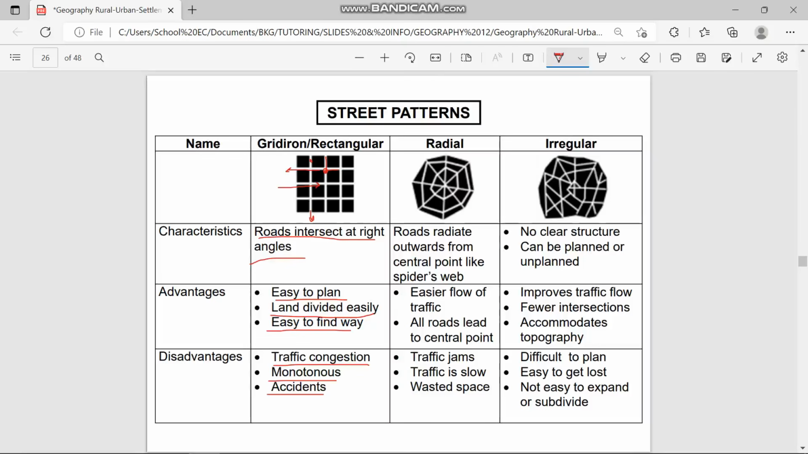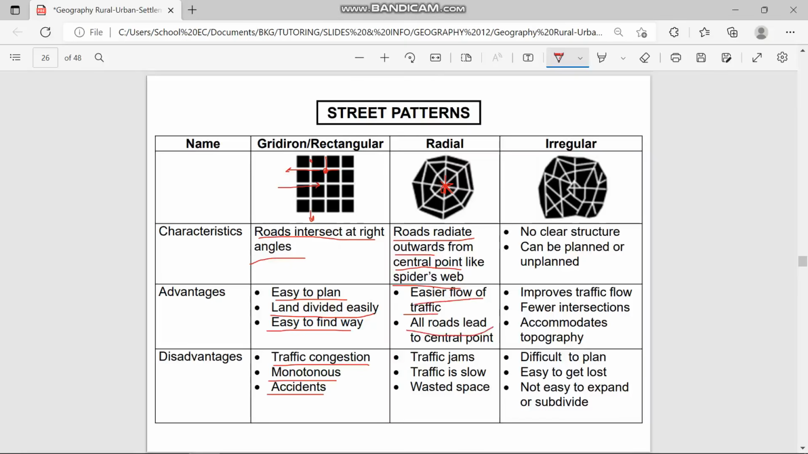Radial, let's discuss radial. Roads radiate outwards from a central point, like a spider web, from this central point outside. Advantages: there is easier flow of traffic. There's no traffic congestion and so on. It's much easier to flow the traffic.